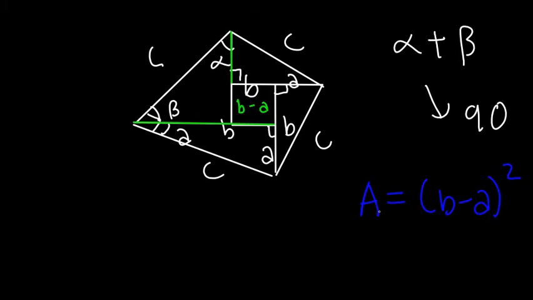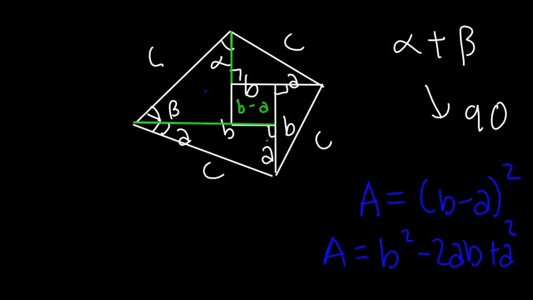And if we were to expand this, that means that this is equal to b squared minus 2ab plus a squared. No matter whatever value you get for this, b minus a or a minus b, we're going to get the same result. So we have the area of the small square is b squared minus 2ab plus a squared.